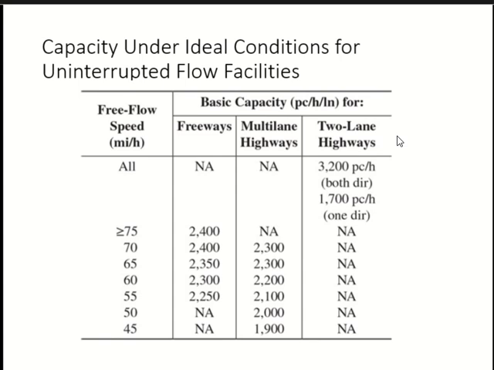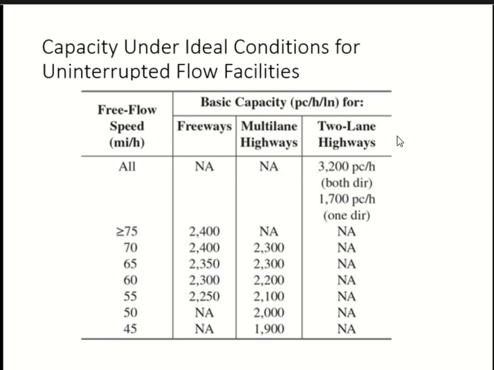Now I said we will discuss uninterrupted flow facilities, and I already defined three types of them. So you can see all three of them mentioned here. And their capacity is mentioned under ideal conditions. These values which you see in the table are capacity of these facilities under ideal conditions. So for freeways and multilane highways, you can see the value depends upon free flow speed. Free flow speed means what? Free flow speed is an indicator linked with the design of the road. Better design, free flow speed is higher. So, based upon the design of the road, these are the capacities for freeways and multilane highways under ideal conditions.